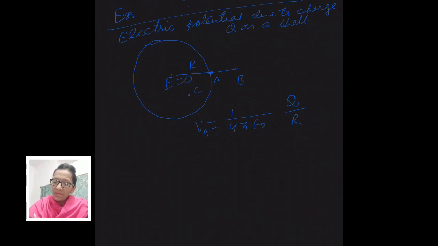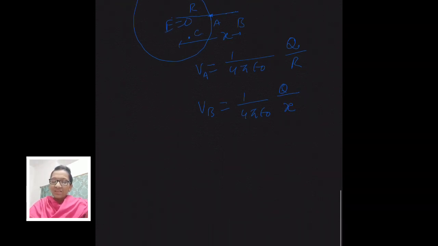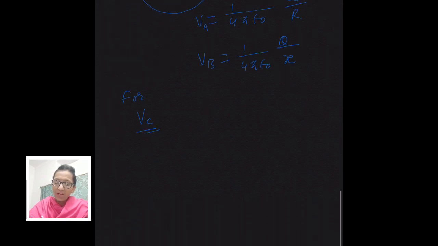Now at a point B outside the sphere, which is at a distance x, VB will be equal to 1 upon 4 pi epsilon naught Q upon x. Now VC. So for finding VC, we'll find the potential difference.